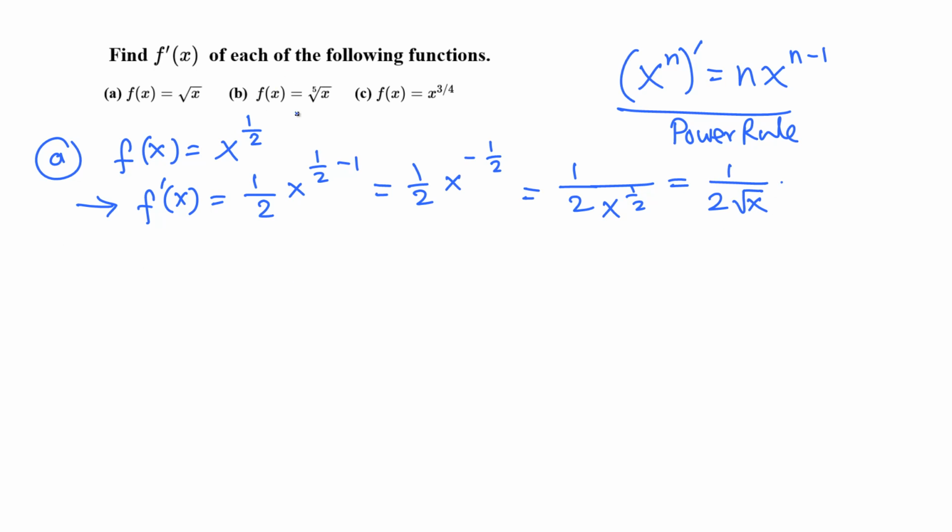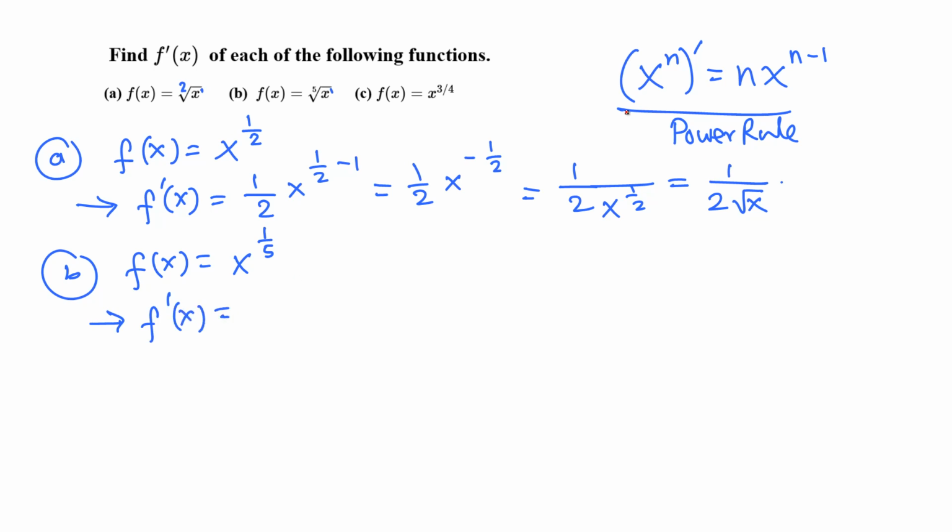Okay, let's do part B. The function is the 5th root of x. So the 5th root of x is the same as x, meaning x raised to 1 inside. So x raised to 1/5. This 5 goes on the bottom of this one. Here there's nothing, meaning it was 2, and here's 1, 1/2. This is 1/5. Now we want to find its derivative using the power rule.